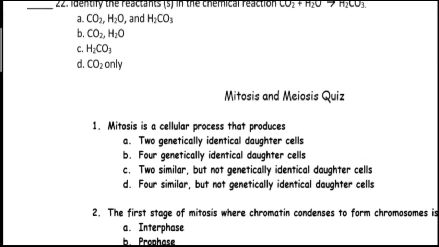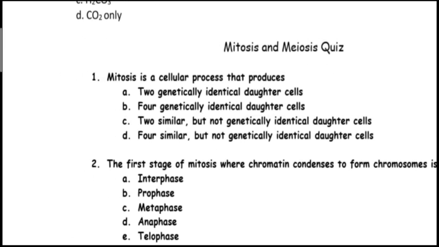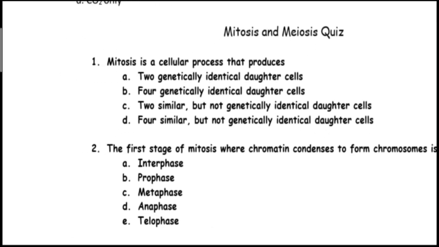Okay, so let's go to mitosis and meiosis. Mitosis is a cellular process that produces two genetically identical daughter cells. Mitosis happens in the body cells or somatic cells, so it must always be the same. The two daughter cells have the same number of chromosomes. This is 46 chromosomes or 23 pairs of chromosomes, and the same as the parent also. Okay, so there you go.